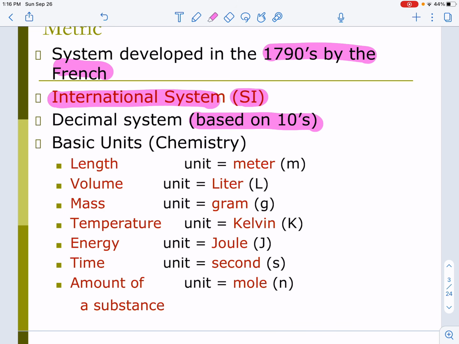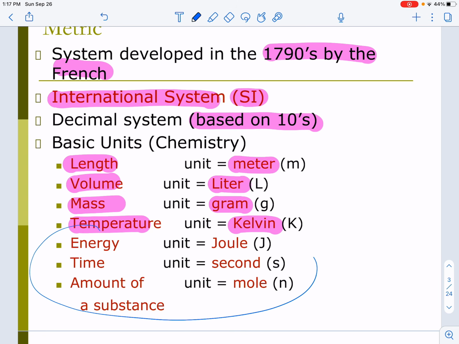We're looking at length, which is the meter, volume, which is the liter, mass, which is the gram, and temperature today in Kelvin. We're also going to look at these other 3 down the road, which are energy, time, and amount of substance, which are joules, seconds, and mole, respectively.